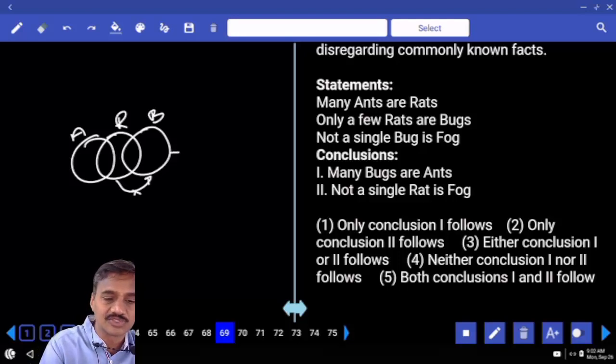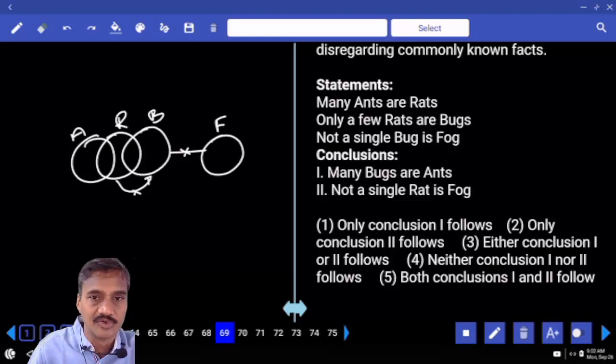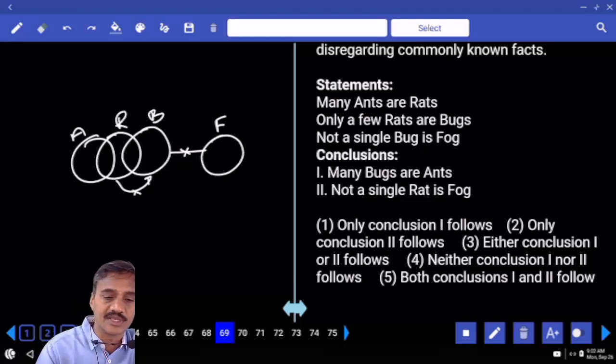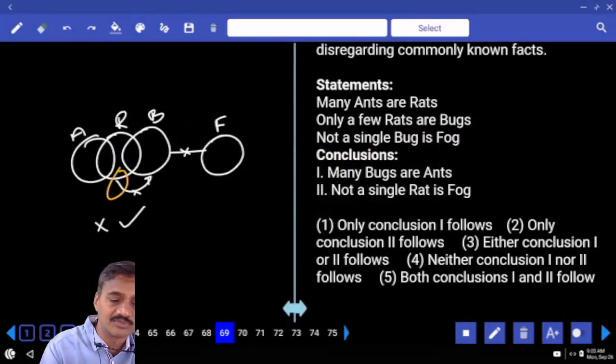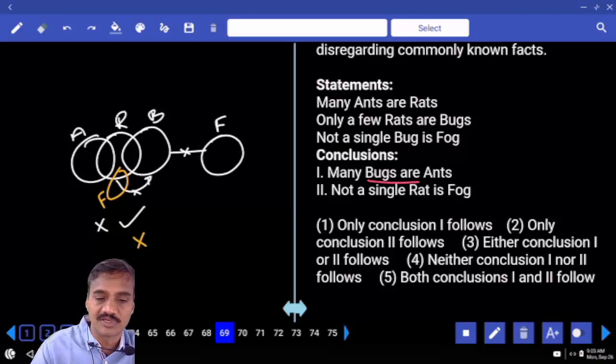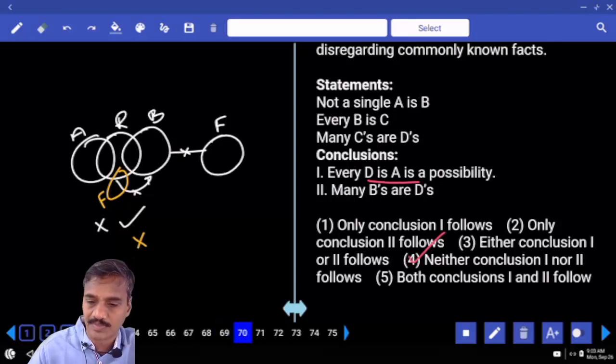Not a single bug is fog, no bug is fog. Then many bugs are ants means bug and ant have no intersection. Not a single rat is fog means no rat is fog, that is definitely true. To make it false, some rats are fogs, and rat and fog must be interchanged. Hence it is an alternate diagram to the previous conclusion. At the same time, some bugs are ants too. Hence what is your answer? Neither 1 nor 2, choice 4, question number 69.